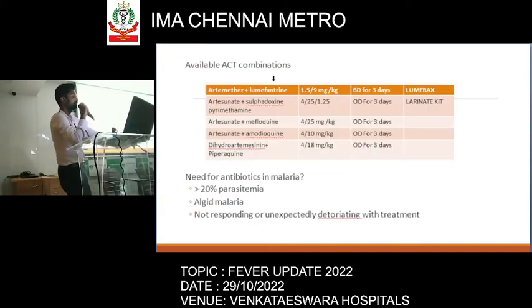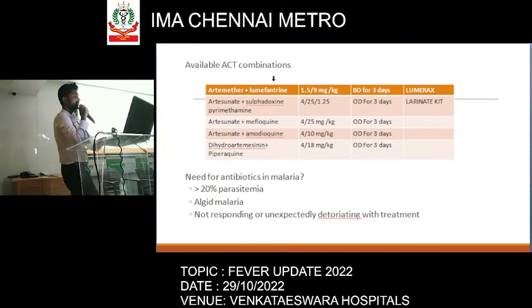Sulfadoxine and pyrimethamine is a single dose actually, day 1 alone you should be giving. Its dosage is going to be 4, 21 and 1.25. This is available as a complete kit, which has the 3 days tablets separately. On day 1 it contains sulfadoxine and pyrimethamine, however on day 2 and day 3 it won't be available. The other drugs are artesunate and mefloquine, artesunate and amodiaquine, and dihydroartemisinin with piperaquine.